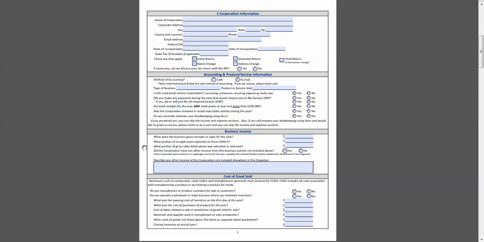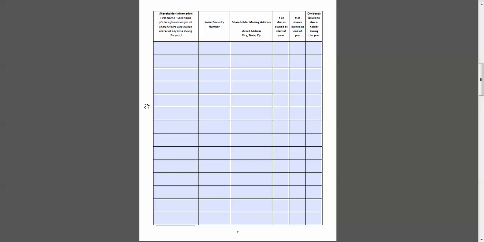The bottom of page 1 is where you will report the business income and your inventory information. Page 2 is where the shareholder information will be entered. Please list the name, social security number, address, share information, and any dividend payments for each shareholder of the corporation.